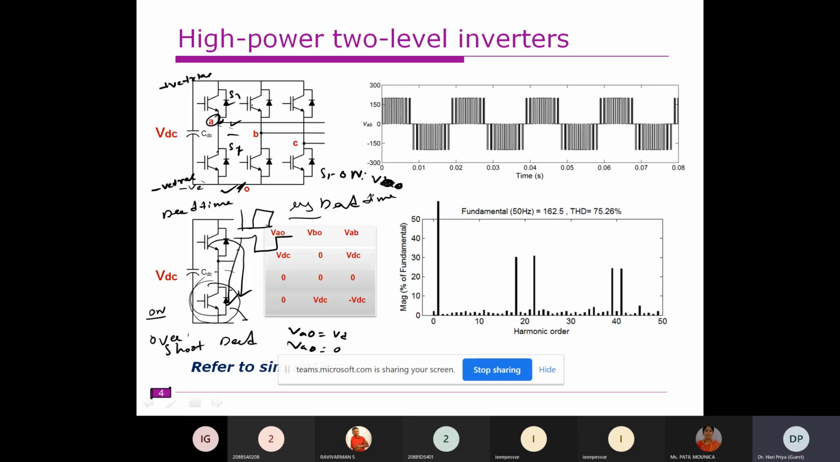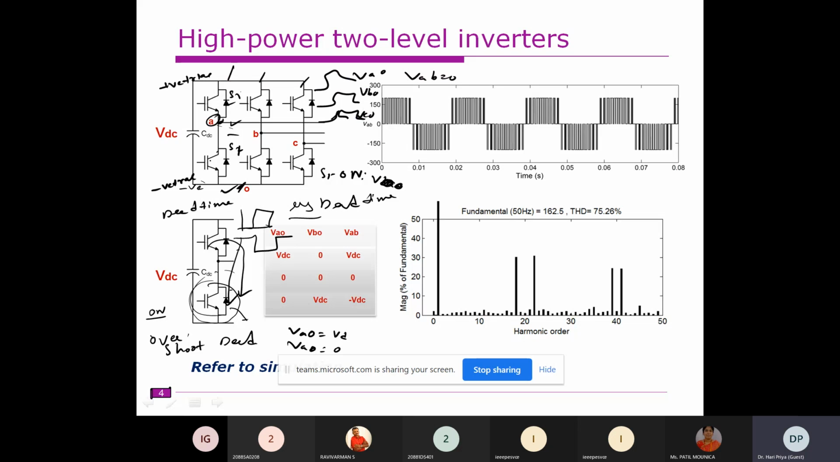Now, if all the legs are operating in the same way, what would be the output voltage? That means this leg is producing VDC and 0. It is also producing VDC and 0, and this one too. It is VAO, it is VBO, it is VCO. So in that case, VAB will be equal to 0. You will not get any line voltage.